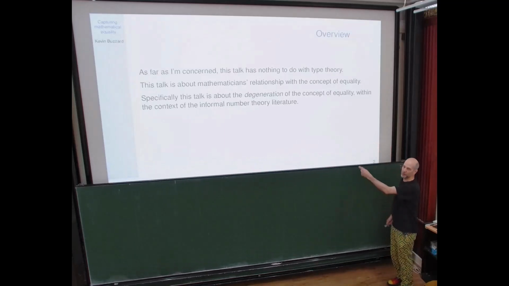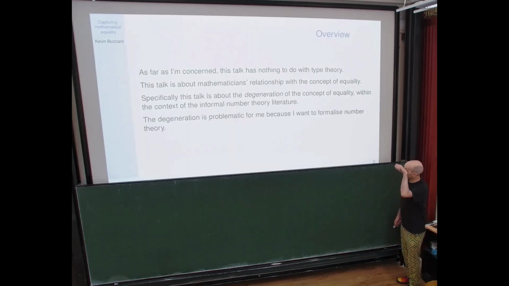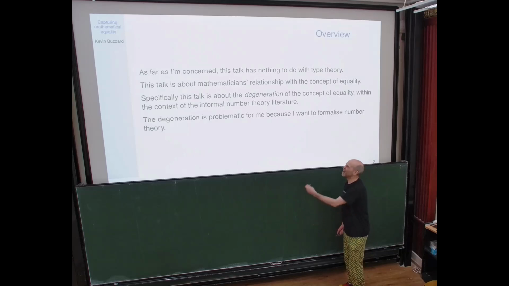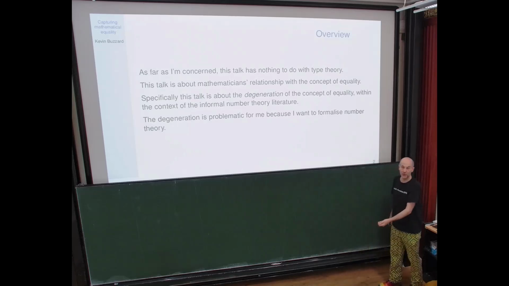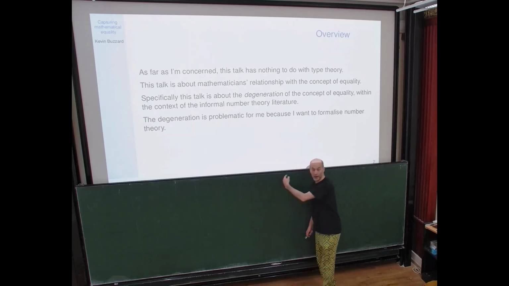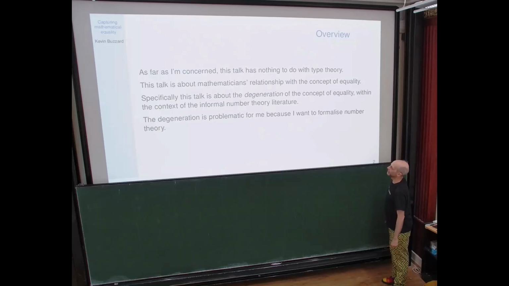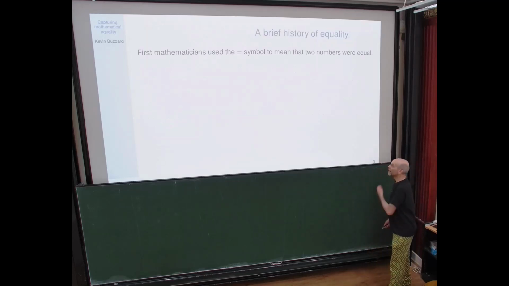In the papers that I was reading before I moved into this area, papers to do with the Langlands program. And I'm highlighting the fact that the degeneration is problematic because I want to formalise modern number theory. That's exactly why I'm here. And I can't formalise modern number theory if people are writing things that aren't true. It's sort of difficult to work out.